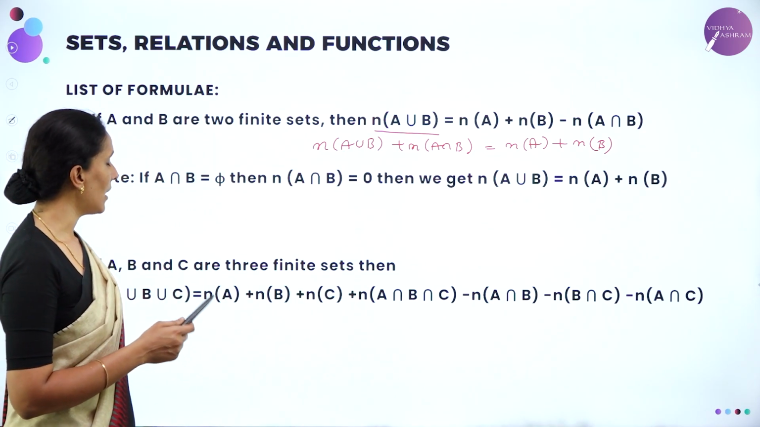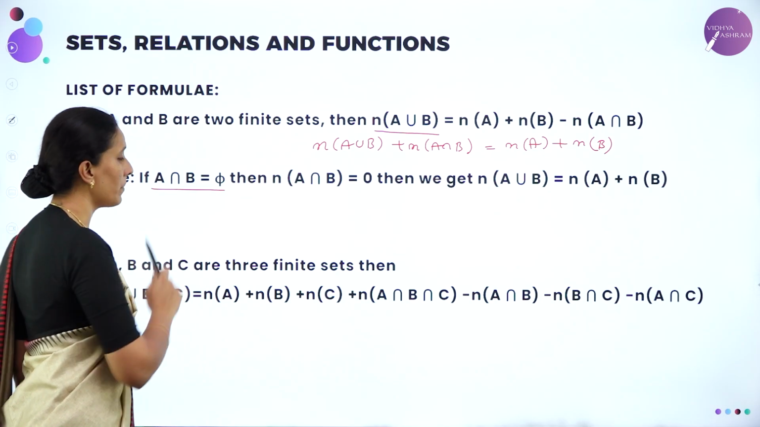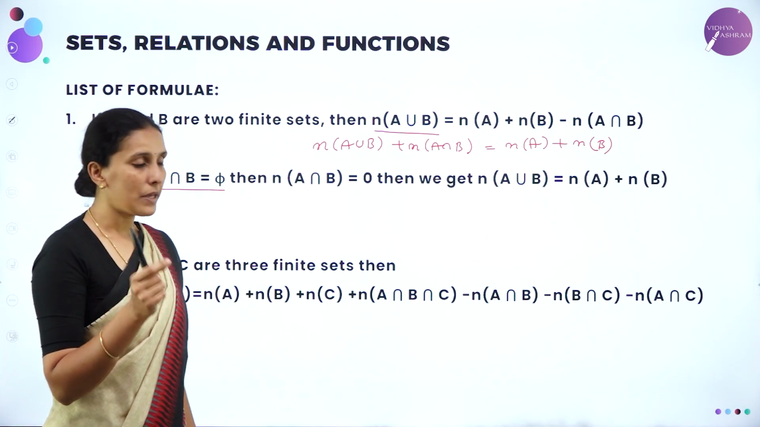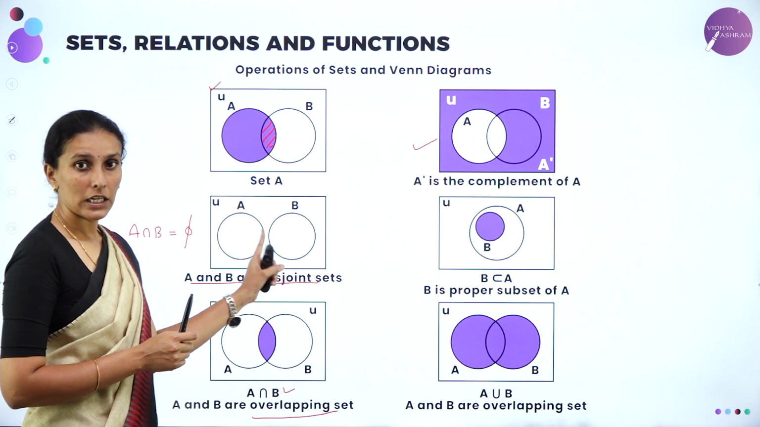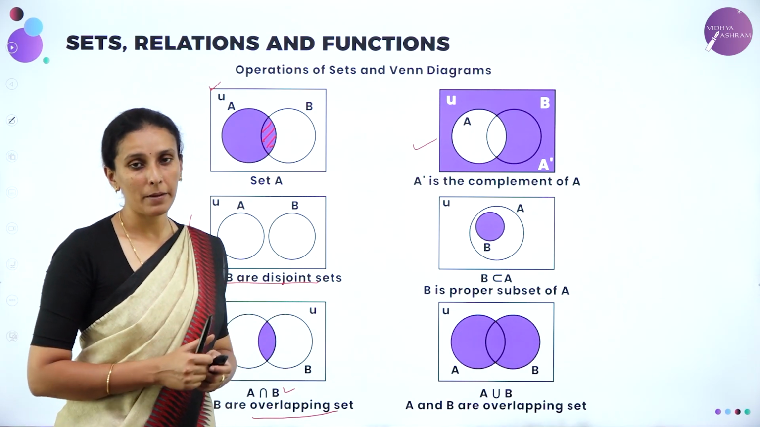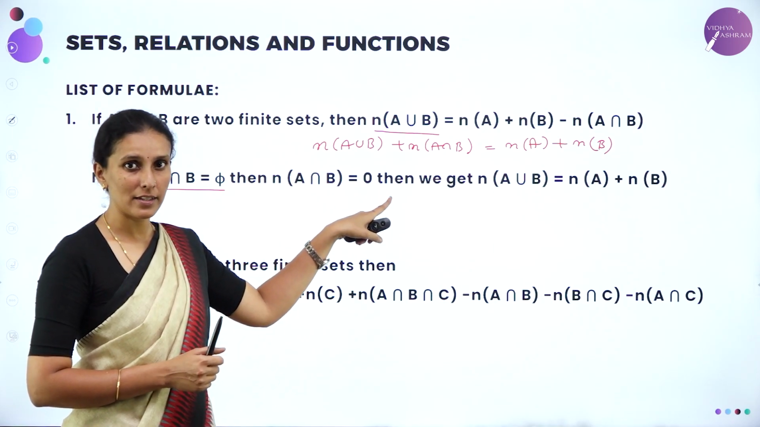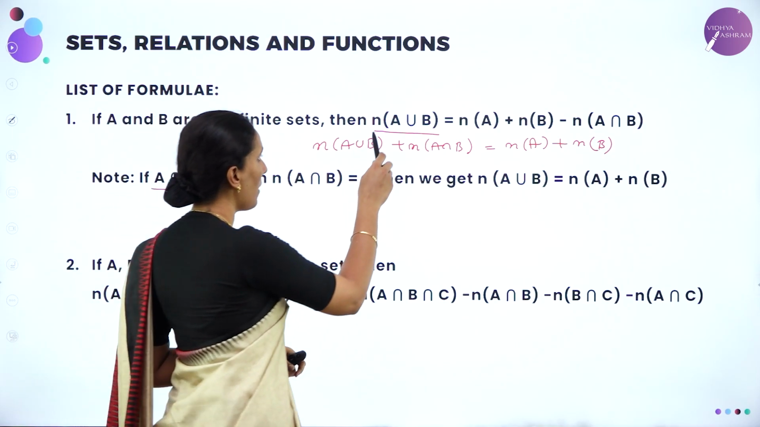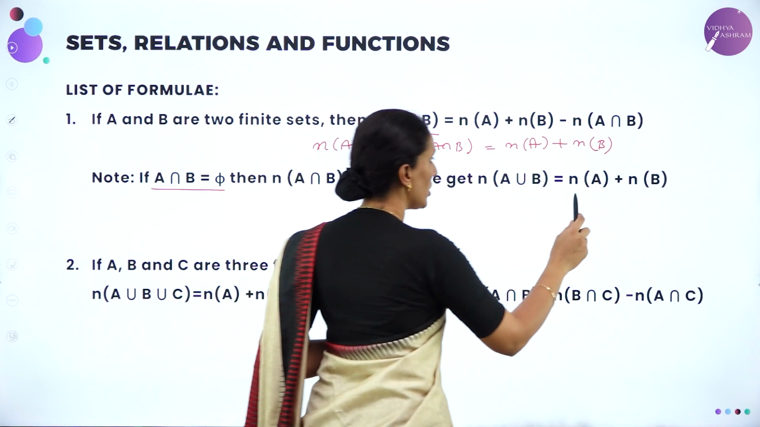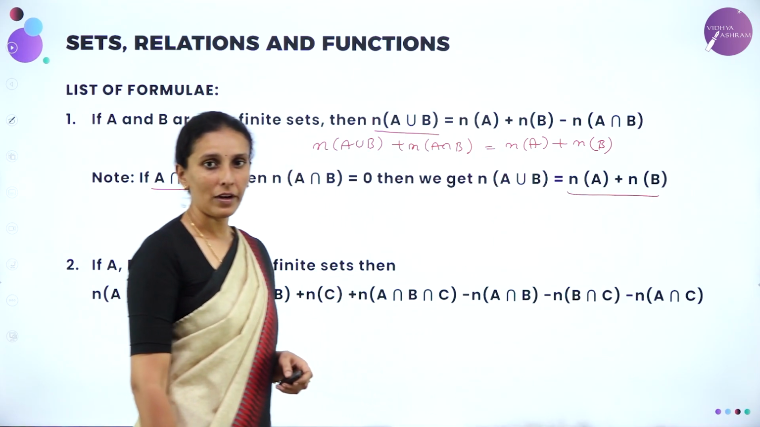And the second case here, note, if A intersection B is empty, that means if A and B are disjoint sets. Disjoint means there are no common elements between them. Then obviously the number of elements in the intersection is 0. In such a case, the number of elements in A union B is just the sum of the number of elements in both the sets.